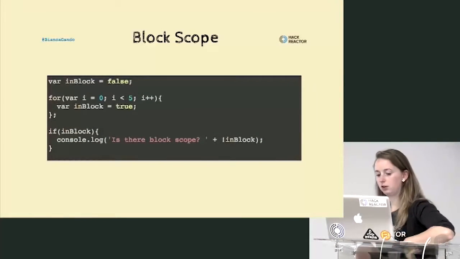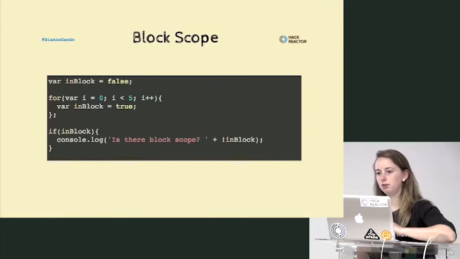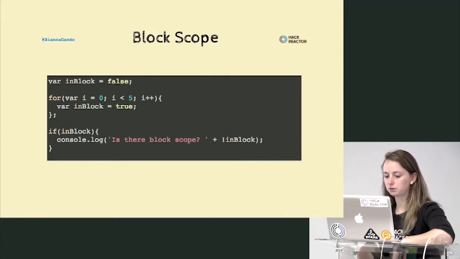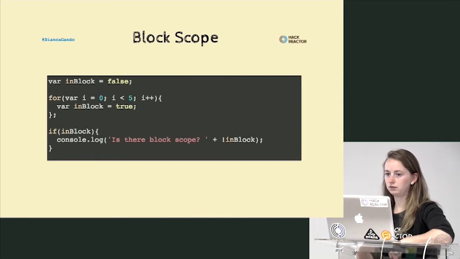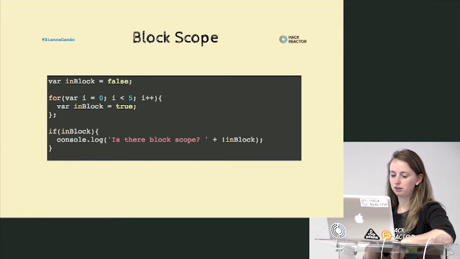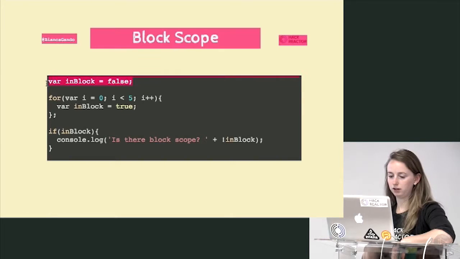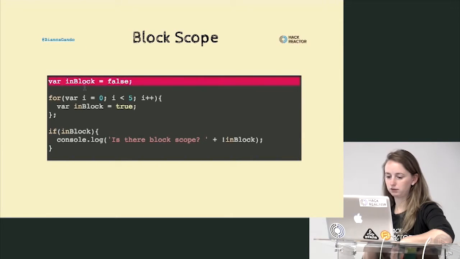Cool. And so, back to block scope. Let's play the game again. Where did we leave off? We left off at Ben. So what's the first line? What happens on the first line? Create the variable in block and set it to false.